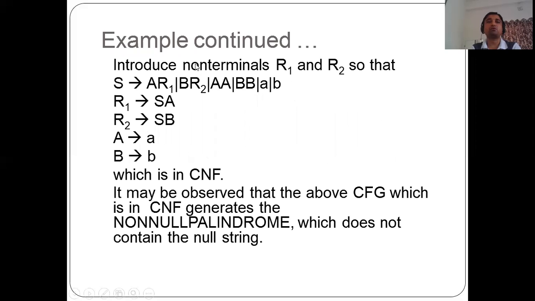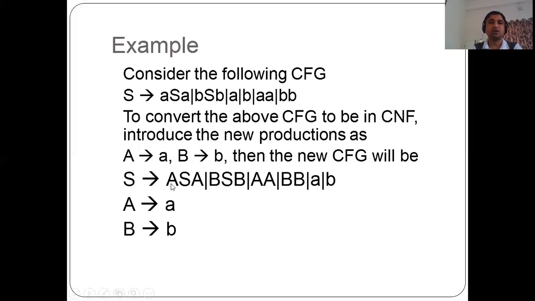The second step is about the number of non-terminal nodes on the right-hand side, going from one non-terminal to another. All of them should be a maximum of size 2. Here initially we can see that in ASA, the total number of non-terminal nodes is 3. But according to the Chomsky normal form, the maximum number of non-terminal nodes allowed together is 2.